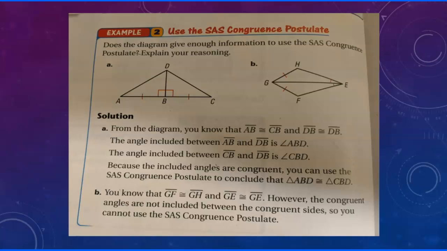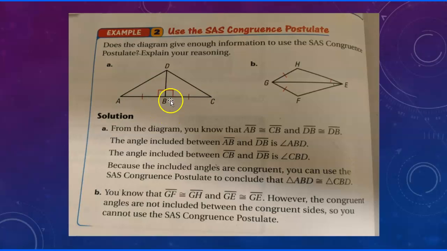So they give you your two triangles. We've got A and B, so we'll do A first. And we find out that we have AB is congruent to CB. Remember, I can't say AB is congruent to BC. I've got to work from mirror images. So AB is congruent to CB.